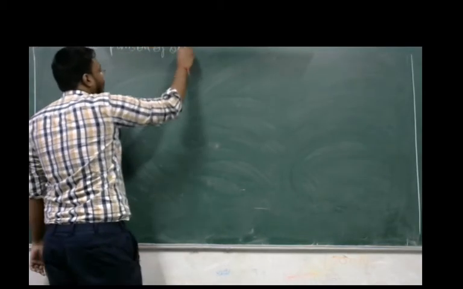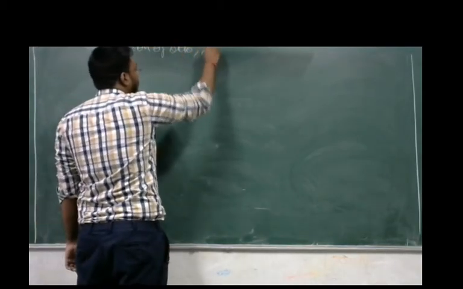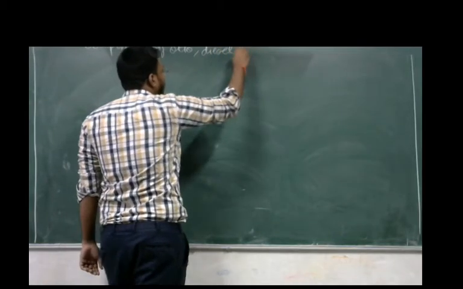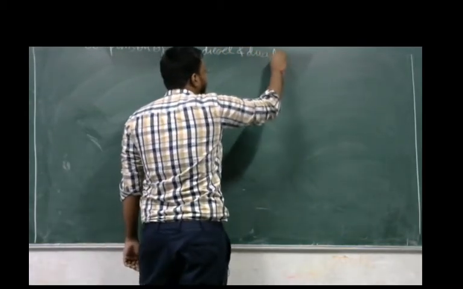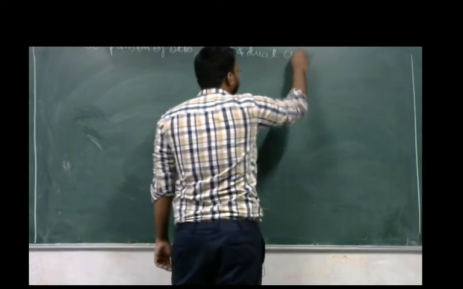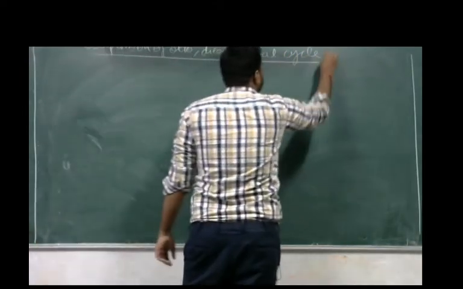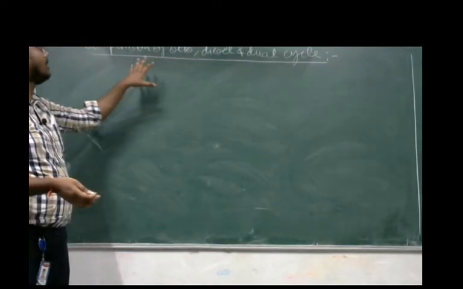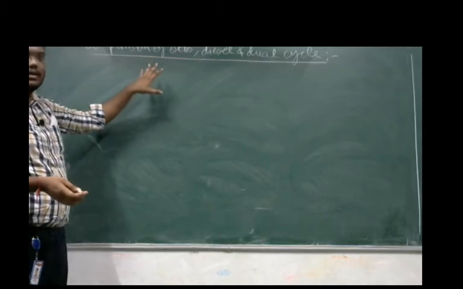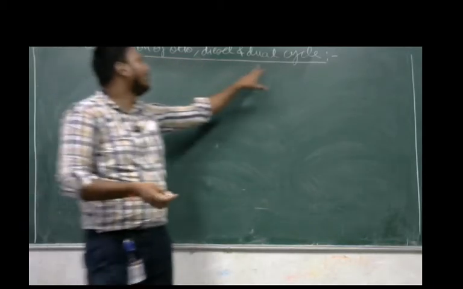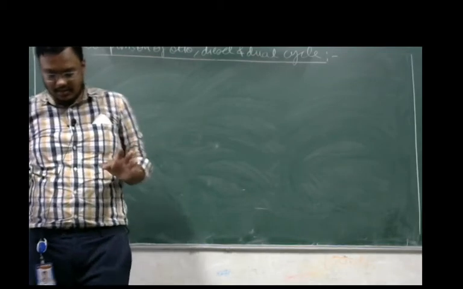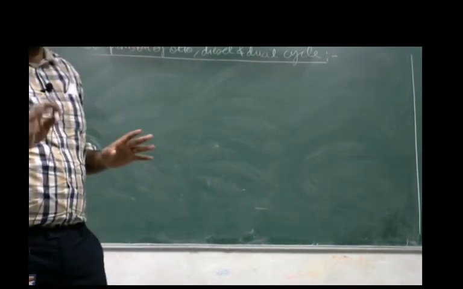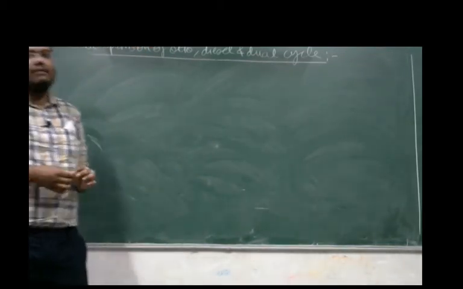Comparison of Otto, diesel and dual cycle. What we are going to compare between these cycles is efficiency. Between Otto, diesel and dual cycle, we are going to compare which cycle has more efficiency and which cycle has the least efficiency.